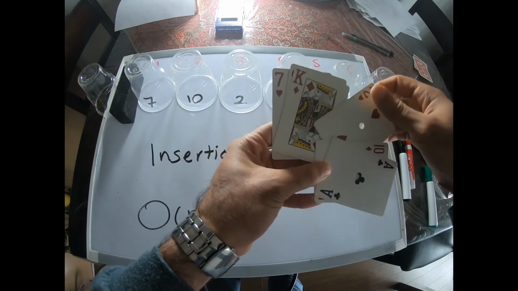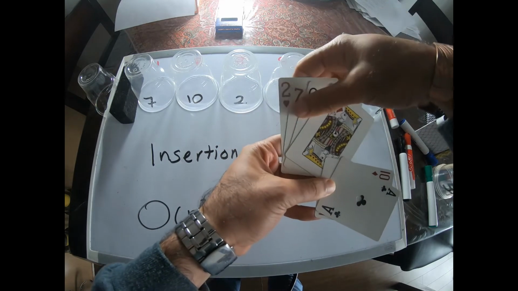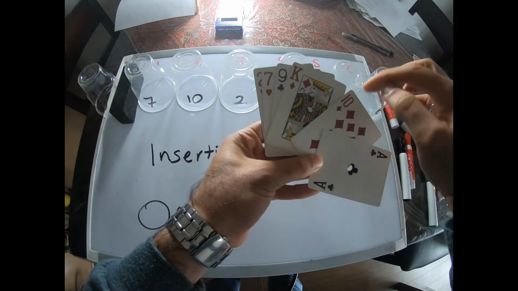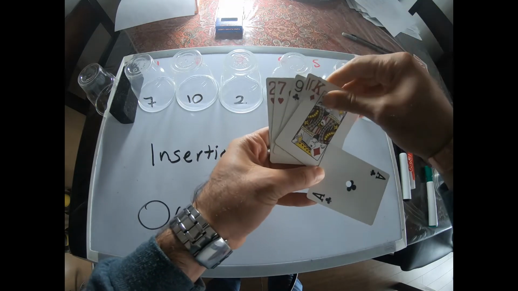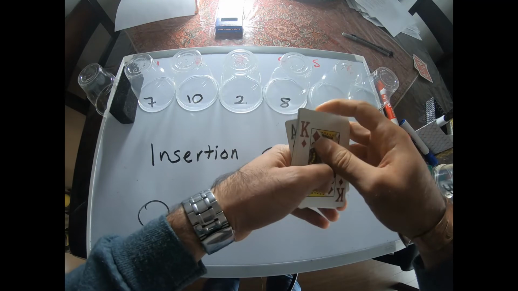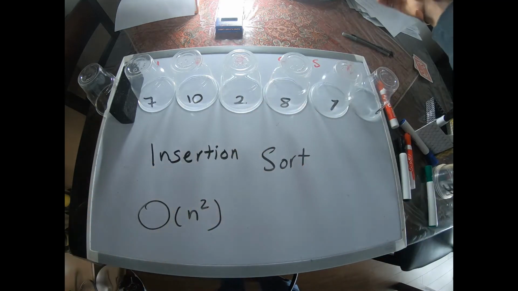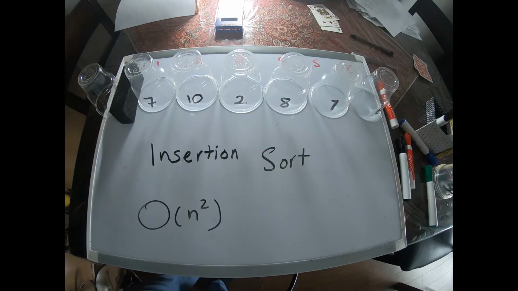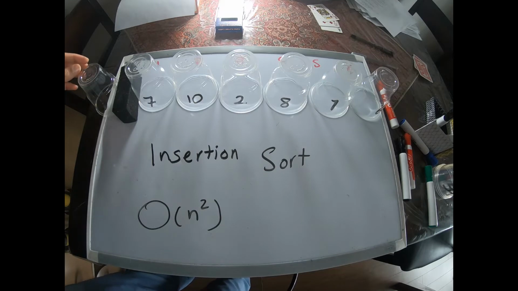We want to add 2 here. It goes all the way here. So we want to add elements one by one. 10 goes here. Ace goes here. Sorry about that, I made a mistake in the beginning when I was using cards. But here, this is how insertion sort works.